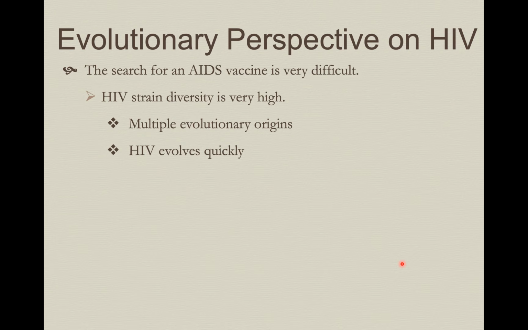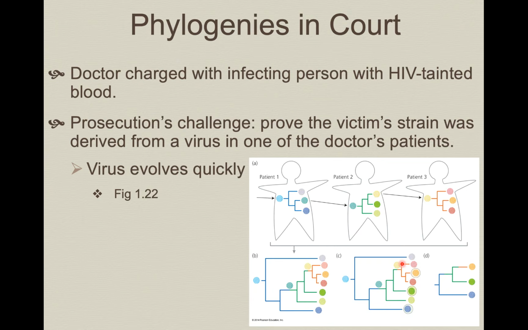However, that's a tough task. Remember, with the HIV strain, there's not a single one. It's a highly diverse set of viruses that show a great deal of genetic diversity because of their multiple evolutionary origins, and the fact that this virus evolves so quickly because it has such a high mutation rate. And these are going to be challenges for developing a vaccine.